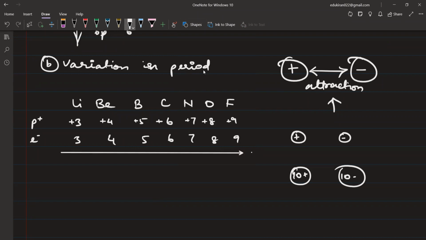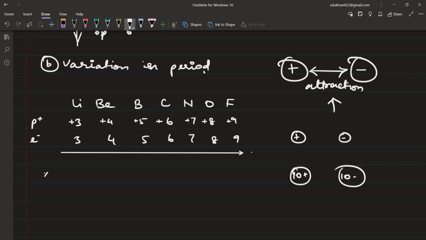That is why when we go along a period from left to right, you can see there's an increase in the number of electrons as well as the number of protons, but there is no increase in the shell, right? We are adding the electrons in the same shell. That is why the size is not increasing, but the attraction is increasing. The size will rather be decreasing because of the increase in electrons and protons.